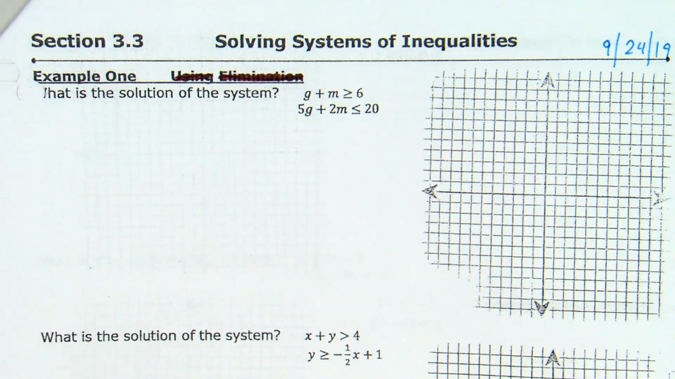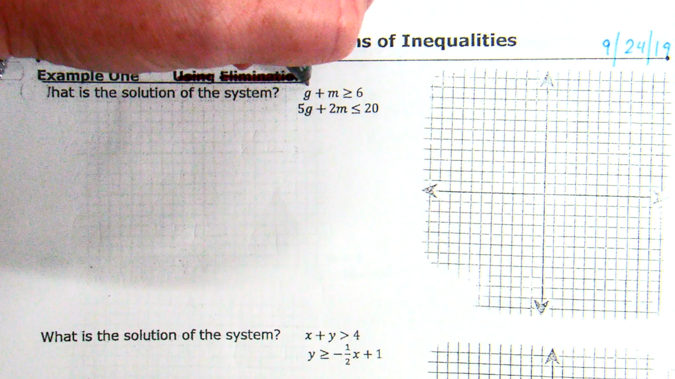On number 1, g plus m greater than or equal to 6, and 5g plus 2m less than or equal to 20. First of all, thoughts on the fact that it says g and m? Are you guys okay with that? If you're not okay with that, could you adjust and use x and y instead? I'm going to suggest that we do that, especially since we're graphing here. General rule of thumb is alphabetical. So that means that g is x and m is y.